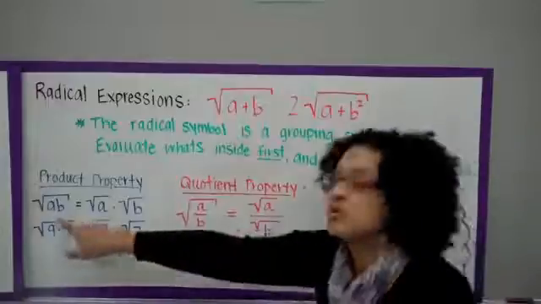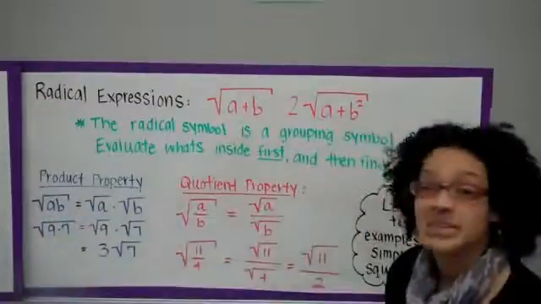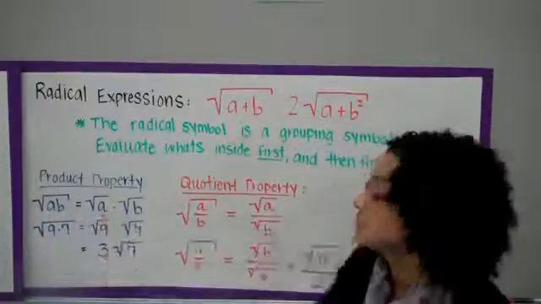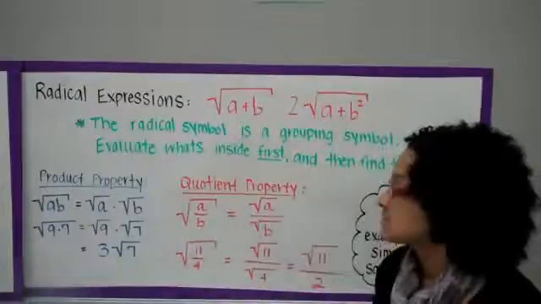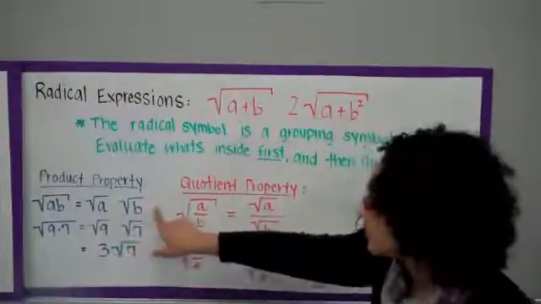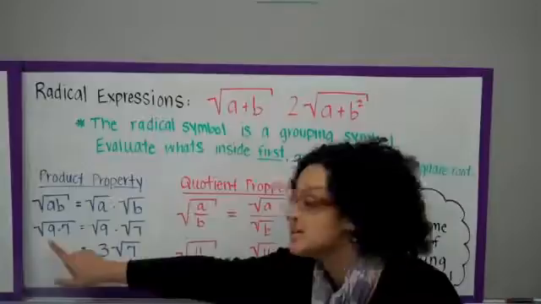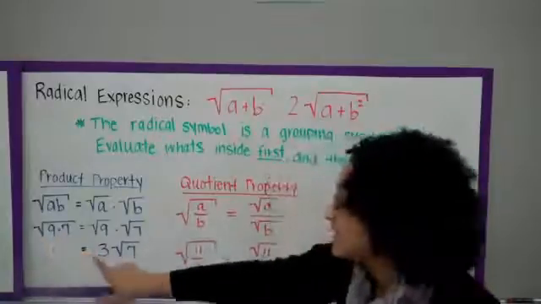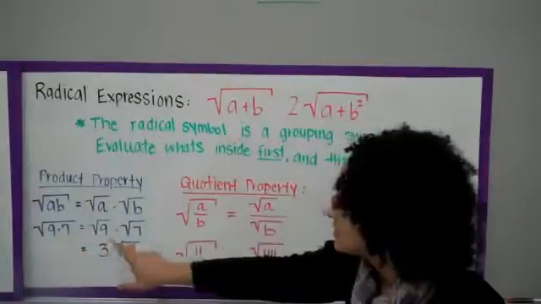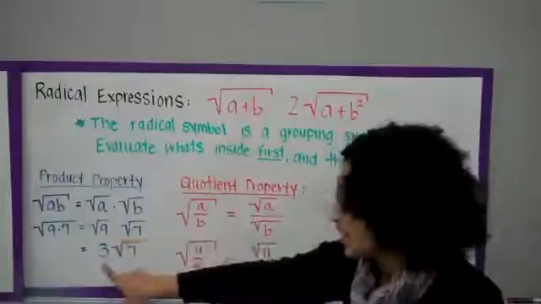If I'm taking the square root of a times b, it's the same thing as taking the square root of a multiplied by the square root of b. So if I had the square root of 9 times 7, that's the same as the square root of 9 times the square root of 7. Square root of 9 is 3.